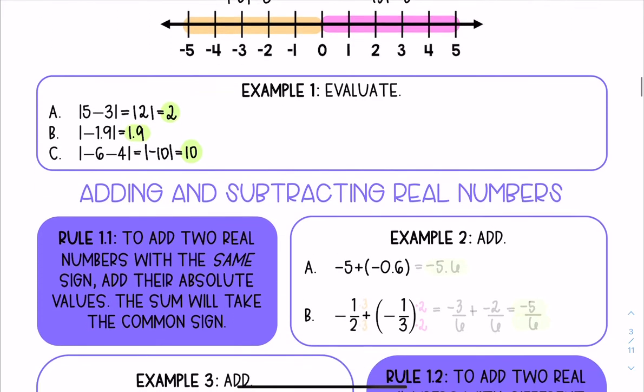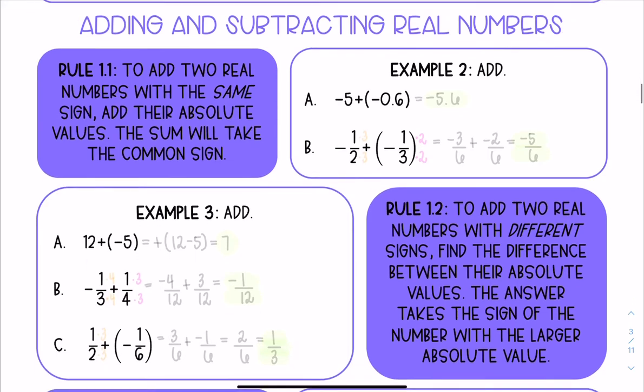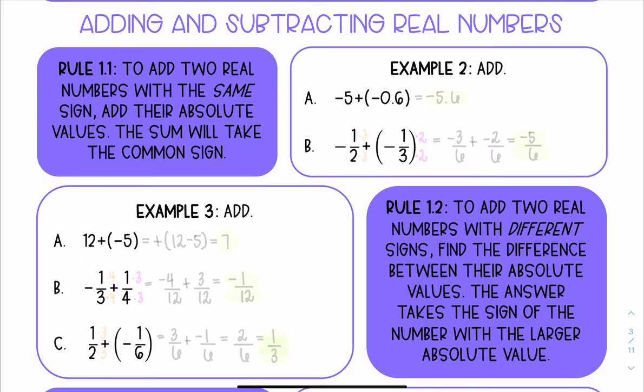Now what about adding and subtracting real numbers? So we have some rules we need to go over. The first rule, Rule 1.1, says to add two real numbers with the same sign, we add their absolute values, and the sum will take the common sign. So let's try that with example number 2. -5 plus -0.6. Well, they have the same sign, so we just want to add the numbers normally. 5 and 0.6 gives me 5.6, and then we keep the same sign, which is negative, so we get -5.6.